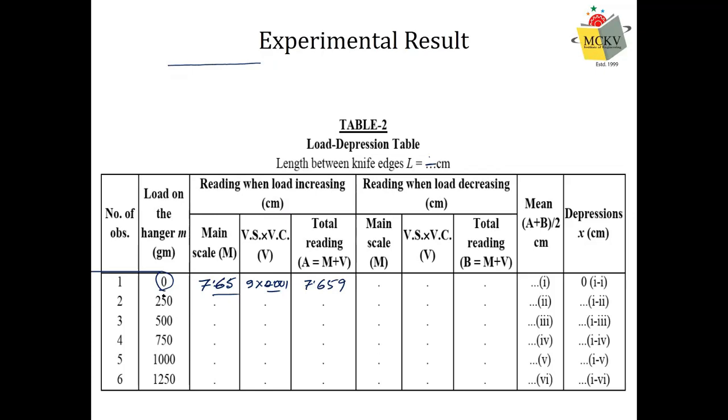Now we have increased the load to 250 grams. Then again we'll do the same process. That means we'll measure the main scale value, we'll measure the vernier, and we'll get the total. The process will be continued for all the different loads.